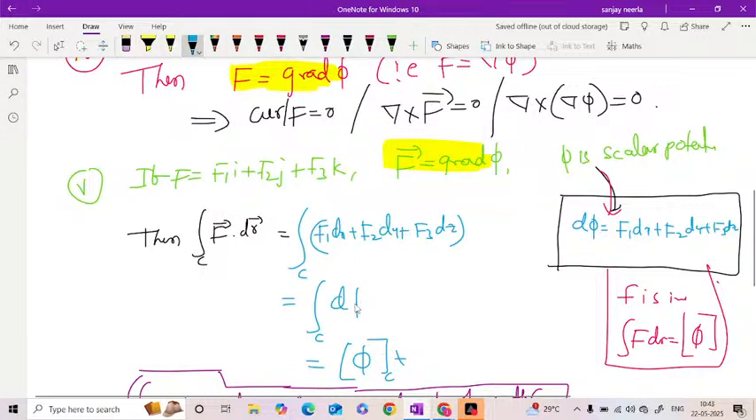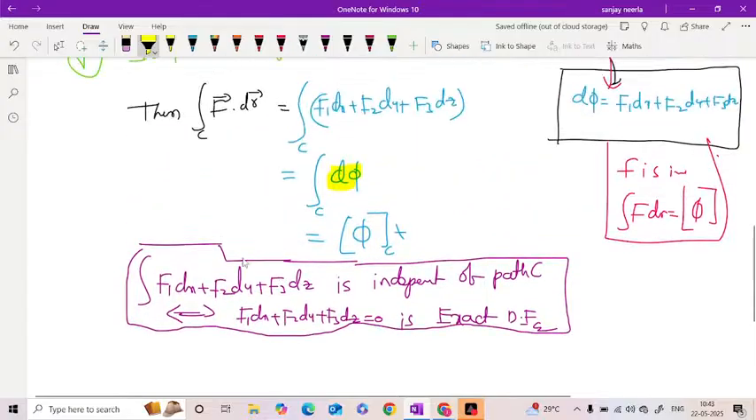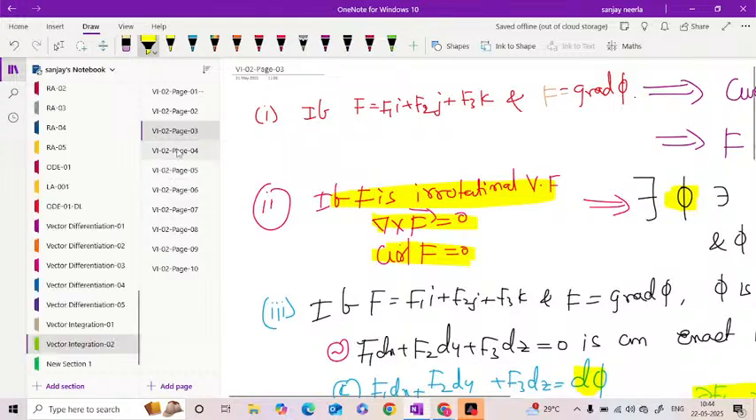So dπ only. dπ means after integrating we get the π result. Okay, so this is our fifth point. Or we can write: the integral of f1 dx plus f2 dy plus f3 dz is independent of path C if and only if f1 dx plus f2 dy plus f3 dz is an exact differential equation. Okay, so these are the properties.